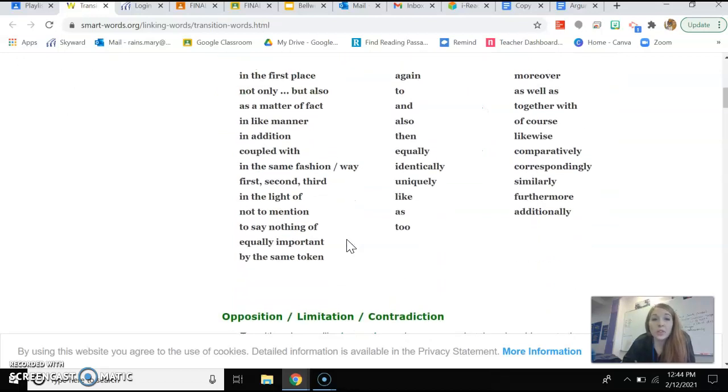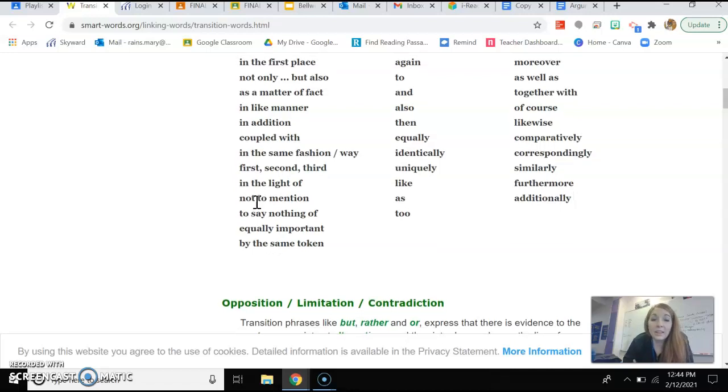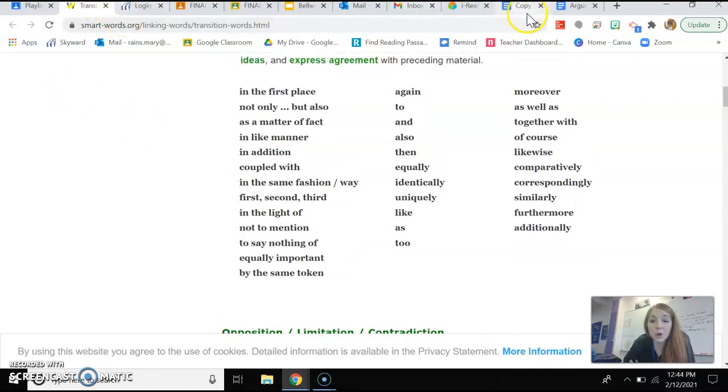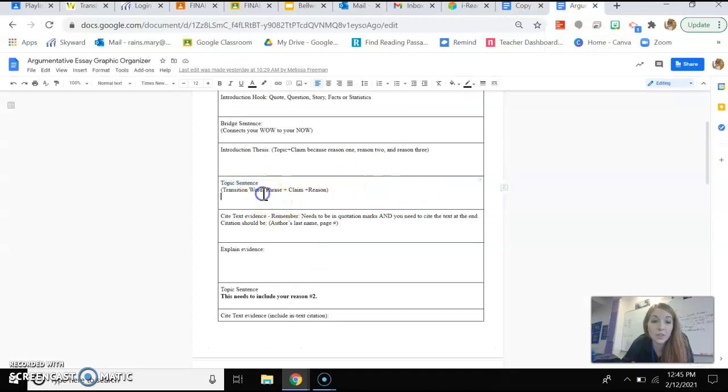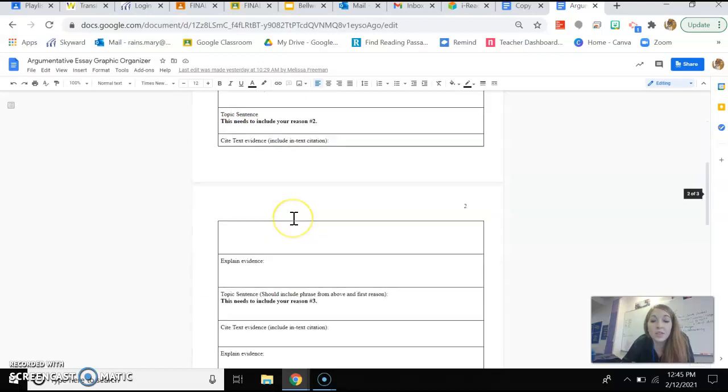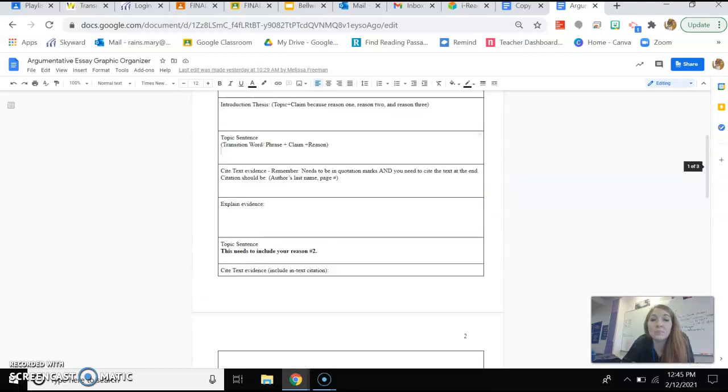We're looking for a transition word or phrase that basically tells them they're going to start something, or like in the first place. So that tells them that you're beginning. You could also put first off, to start with, anything like that, to begin. So that's the first part of every transition sentence, and you have 3 of them in your essay. So this is the first one, or topic sentence. This is the first one. Second one is your second reason, and third one is your third reason.